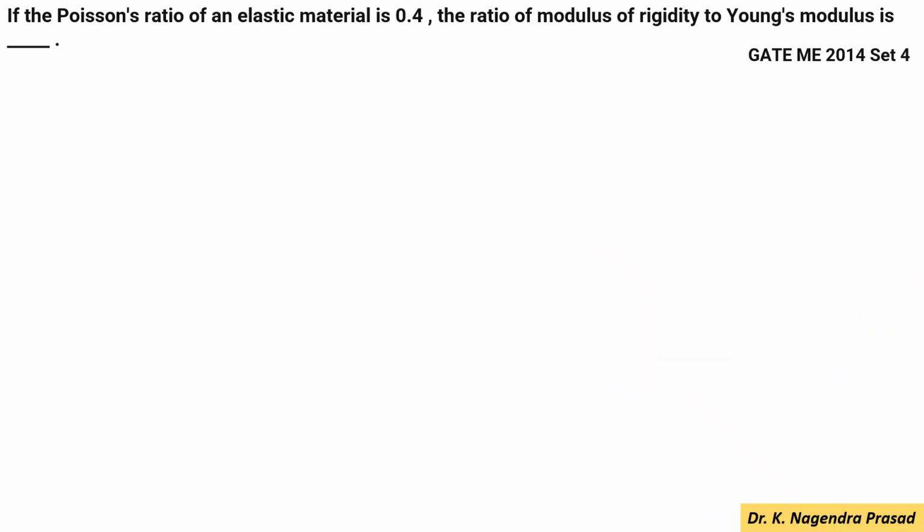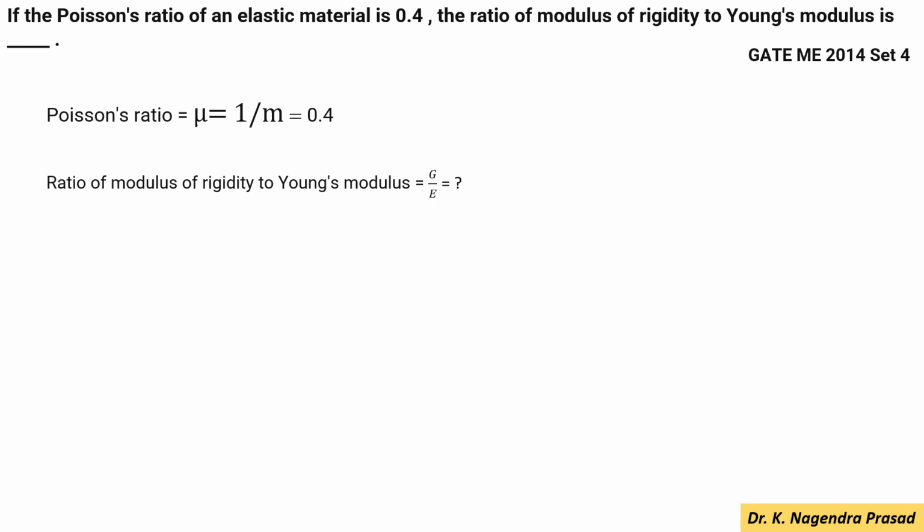Let's see the next question. If the Poisson ratio of an elastic material is 0.4, the ratio of modulus of rigidity to Young's modulus is. So here it is given the Poisson ratio, that is mu or 1 by m, equal to 0.4. Then we have to determine the ratio of modulus of rigidity to Young's modulus, that is G by E. We know the relationship between E and G, that is E equal to 2G into 1 plus 1 by m.